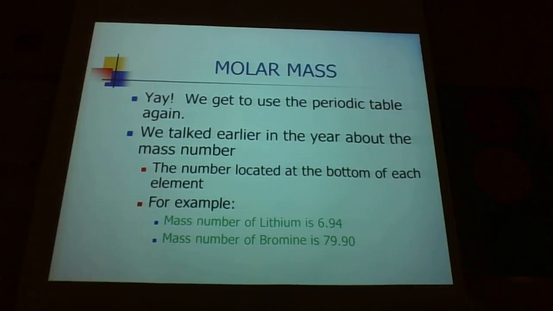So, for example, if we look at lithium and bromine, if you find lithium on the periodic table, 6.94 is the atomic mass. Well, we're going to use that as the molar mass, okay? Same with bromine as well.